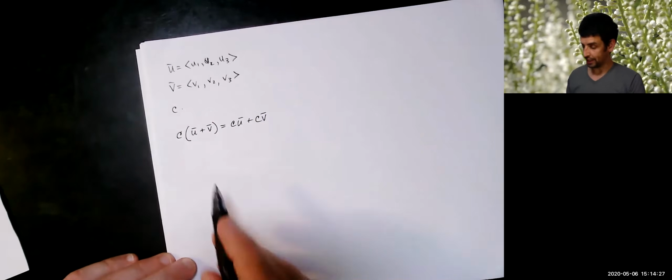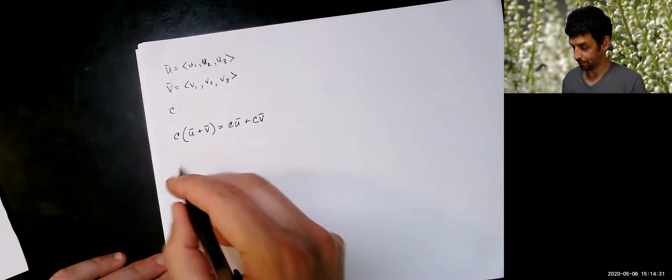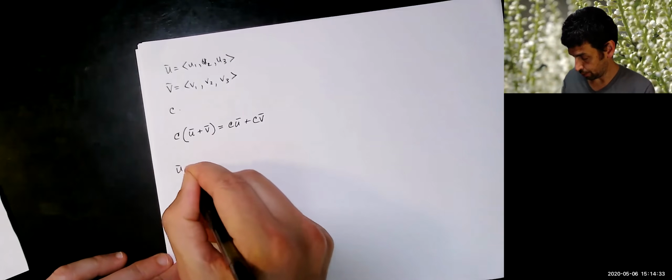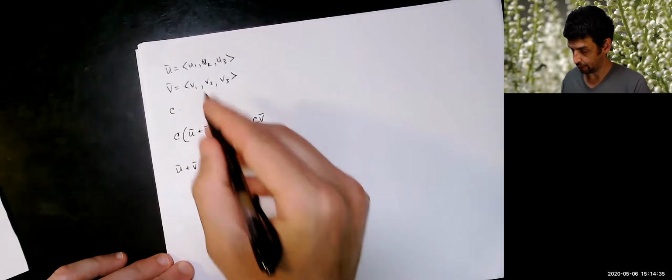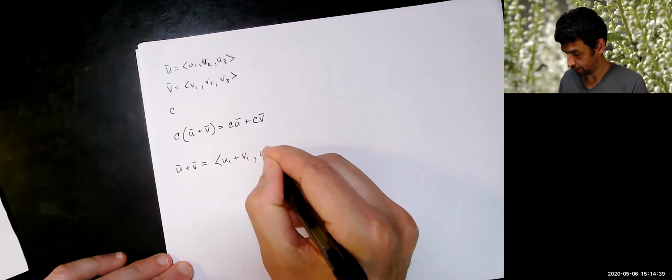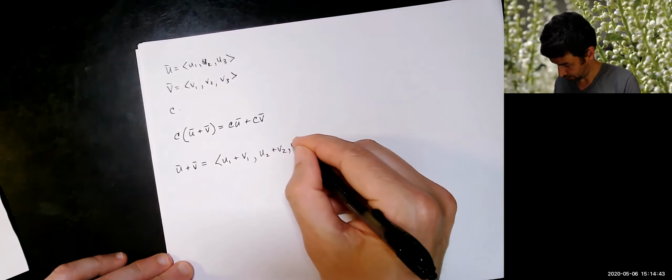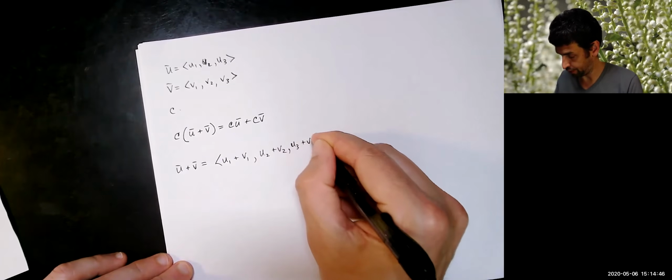Okay, so let's just do each side of this. Let's start by computing u plus v, which is equal to u1 plus v1, u2 plus v2, and then u3 plus v3.